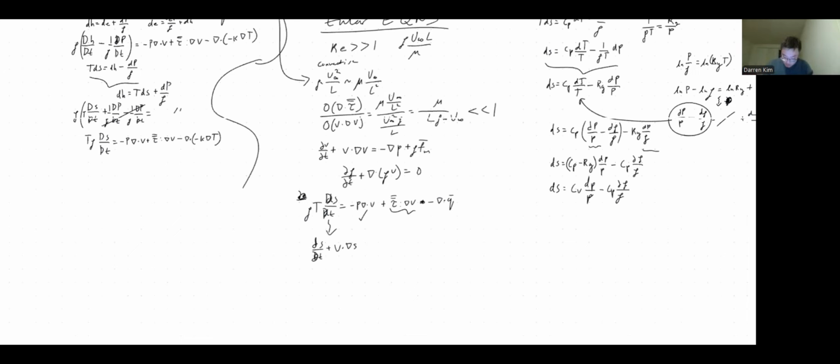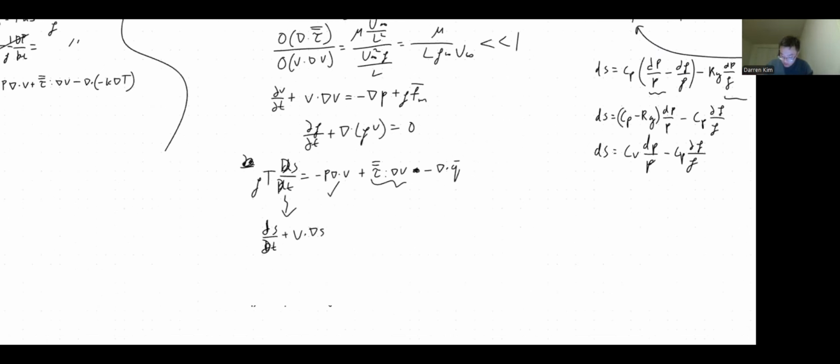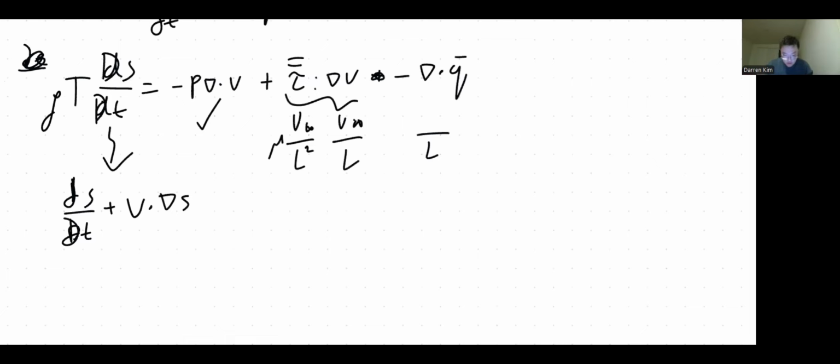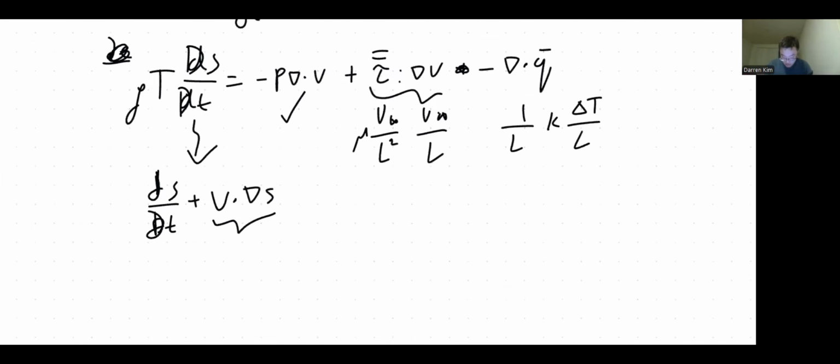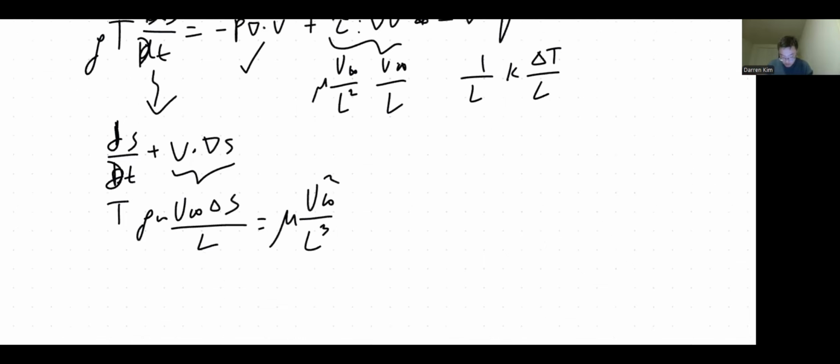Over here we have mu U infinity divided by L squared, and this is going to be U infinity divided by L, divided by L. There's a k over here and a gradient of T, so delta T divided by L squared. Then U infinity delta S divided by delta infinity, with T over here, and then our length L, and we make them equal to each other. So mu U infinity squared divided by L cubed should give me delta S equal to U infinity squared divided by L cubed, L squared.